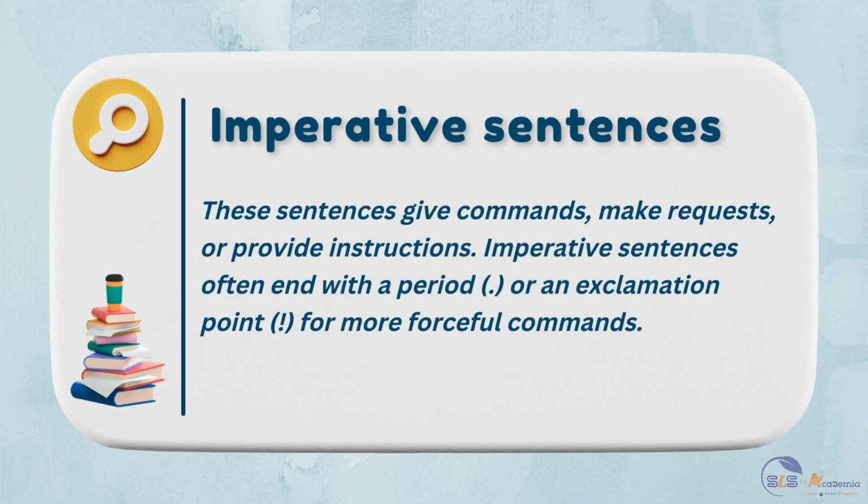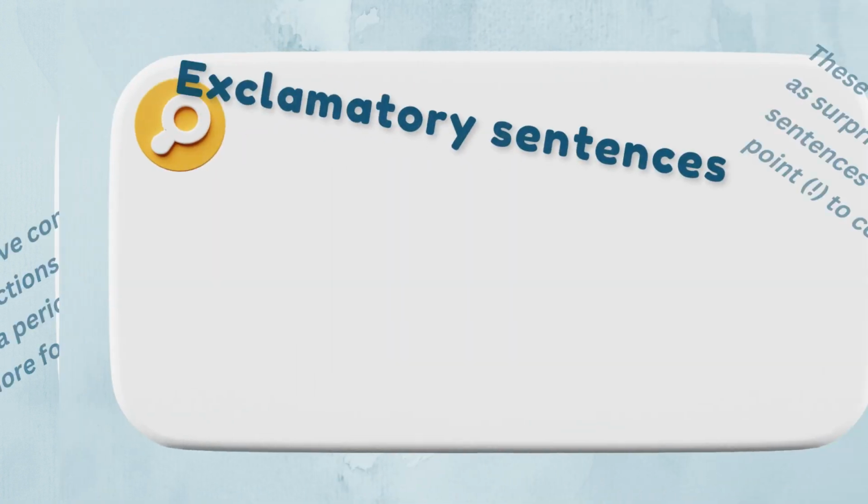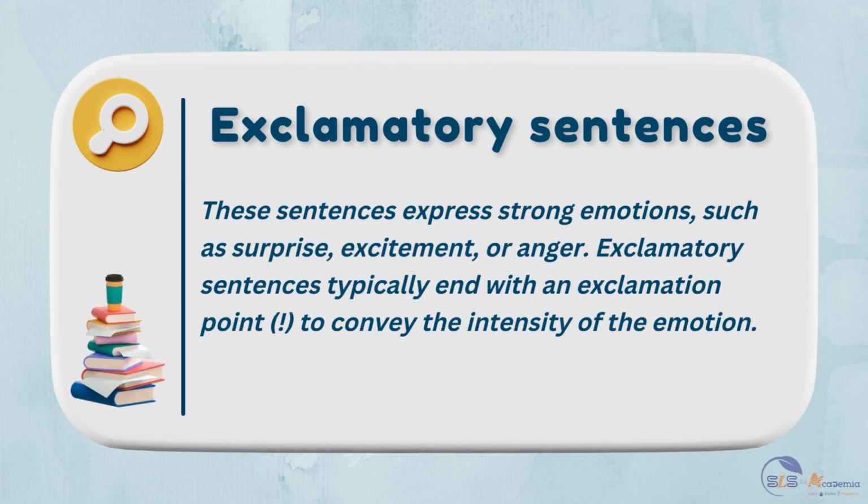The imperative sentences are used to give commands, make requests, or provide instructions. Imperative sentences often end with a period or an exclamation point for more forceful commands. Exclamatory sentences are used to express strong emotions such as surprise, excitement, or anger. Exclamatory sentences typically end with an exclamation mark to convey the intensity of the emotion.